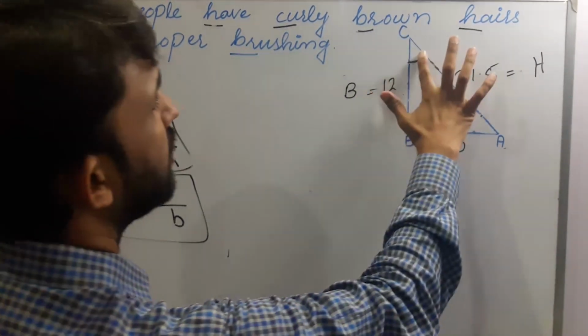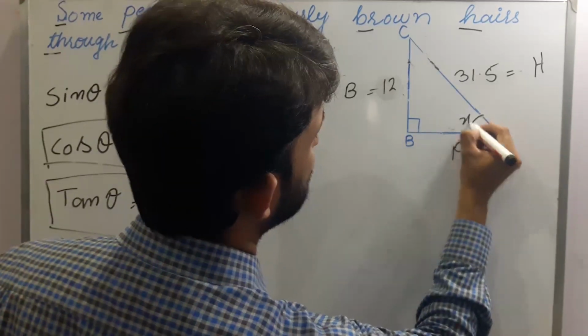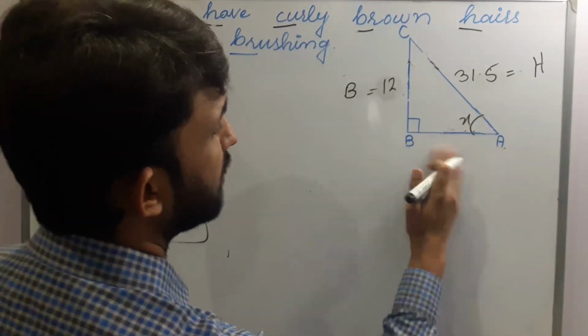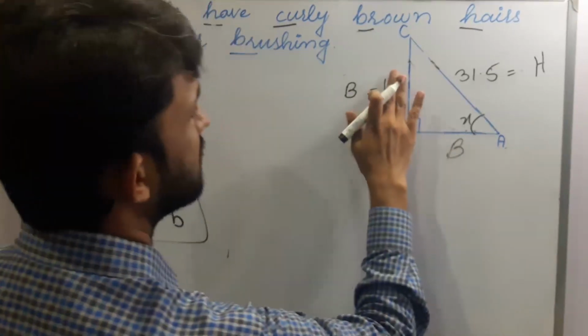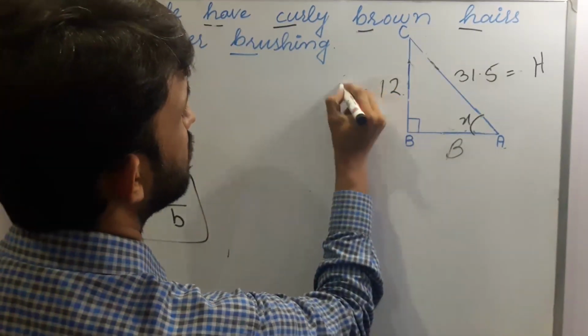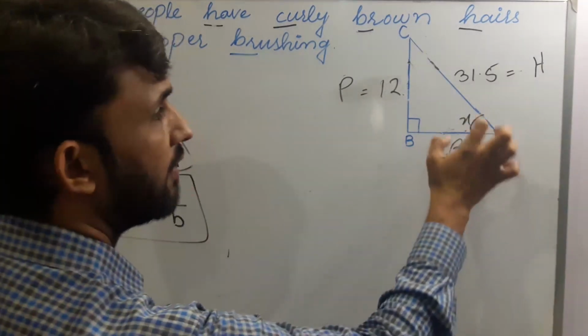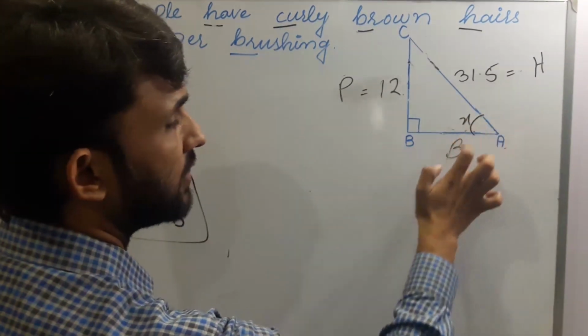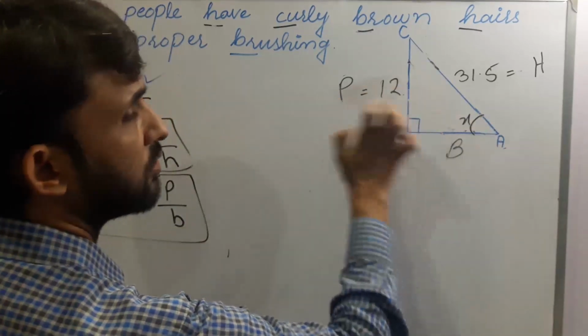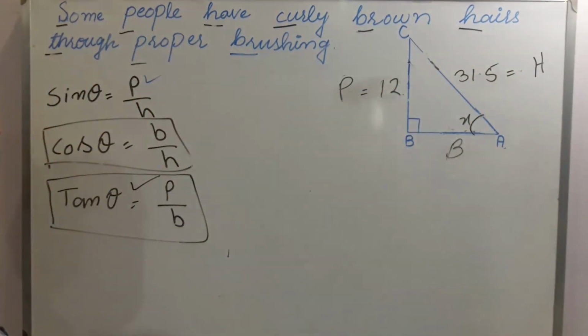Okay, if we shift this angle here, suppose we have to find this angle. So this will become your base and this will become your perpendicular. So this is 12, this is your perpendicular. Okay, a question can be changed in many ways. Okay, we have to find now this angle. When we have to find this angle, the side with the angle is base and opposite to the angle is perpendicular, and in front of 90 is the hypotenuse.